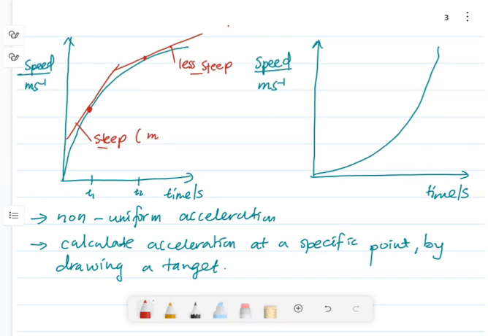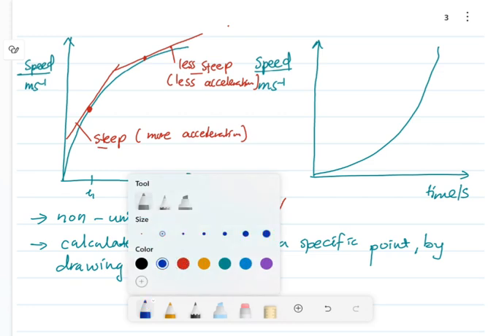What does this tell us? It means that we have actually more acceleration here, and then we have less acceleration there. All right. So what does this bring us to? When we highlight that this is non-uniform acceleration for this particular graph, we have to indicate that the acceleration is actually decreasing, but in a non-uniform manner.